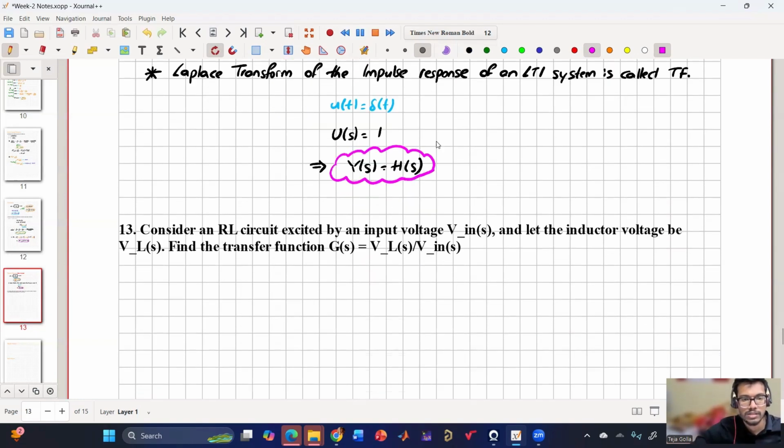Is this clear? I have just given the definition, nothing much. So now we can solve one problem if the concept is clear.